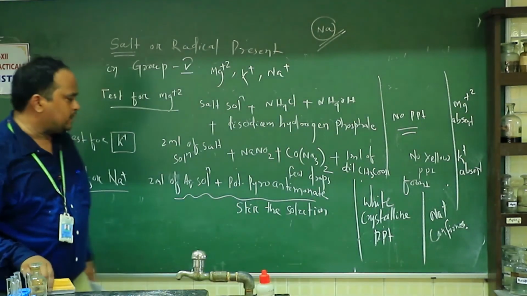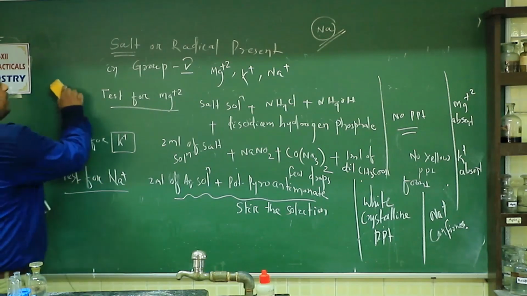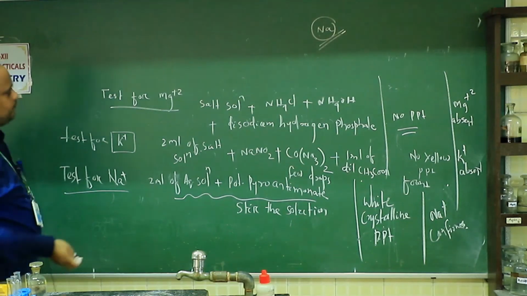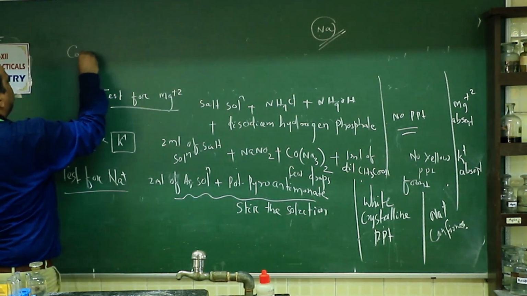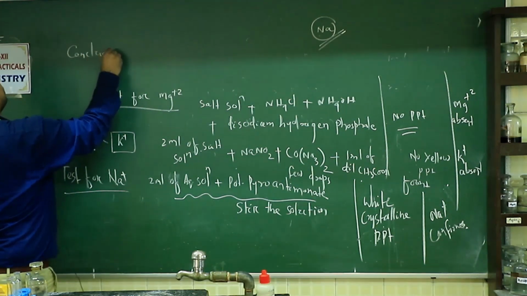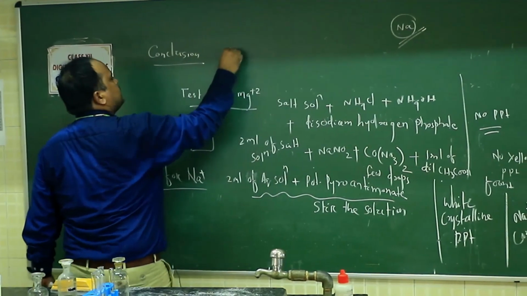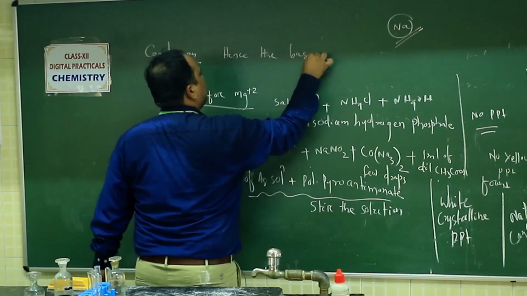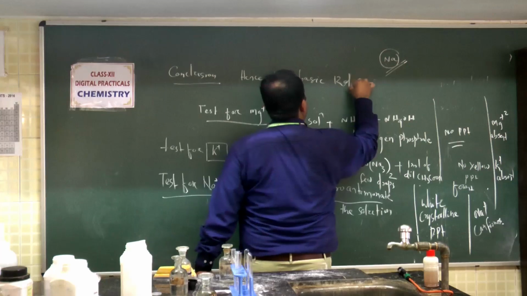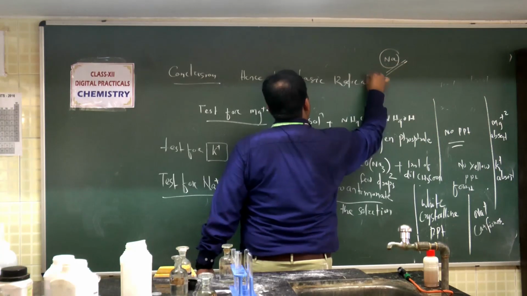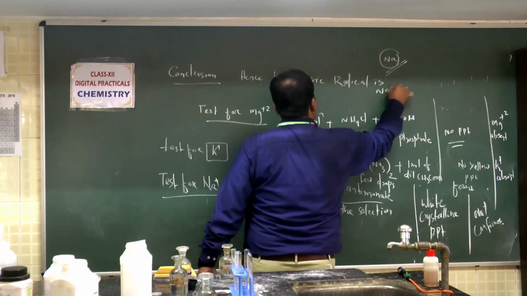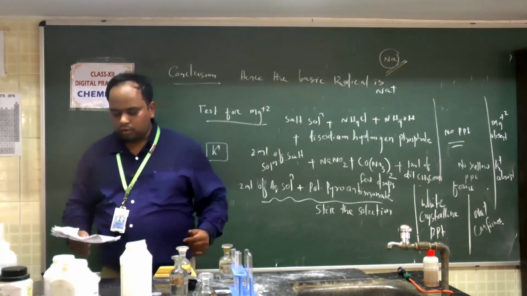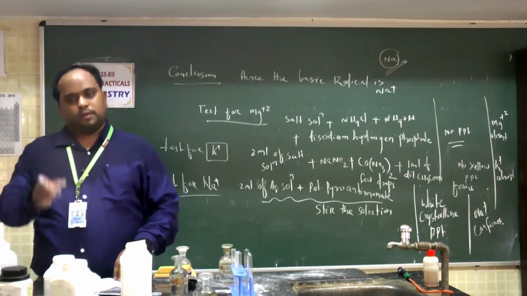So after this, since we found Na plus, we simply write the confirmation. Hence the conclusion: the basic radical is Na plus. This is the way to find out an unknown salt. Thank you.